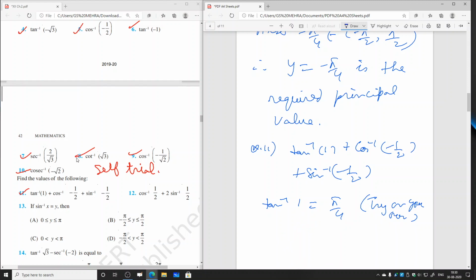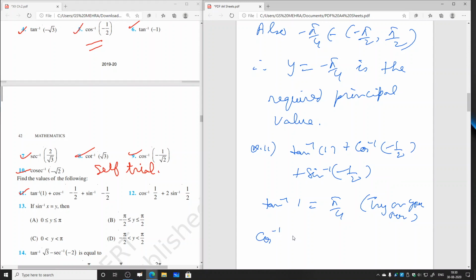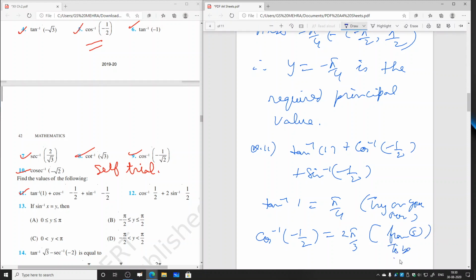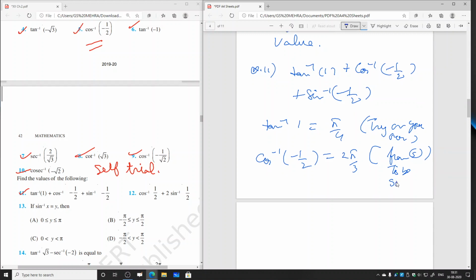Similarly, we have already obtained cos inverse minus half, that was 2 pi by 3. So cos inverse minus half equal to 2 pi by 3, from the fifth one. But you have to solve it again. Now let us go to the next one, that is sine inverse. So this fifth part you have to solve again.